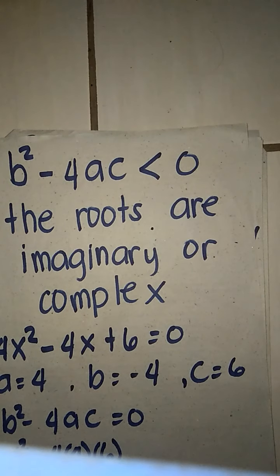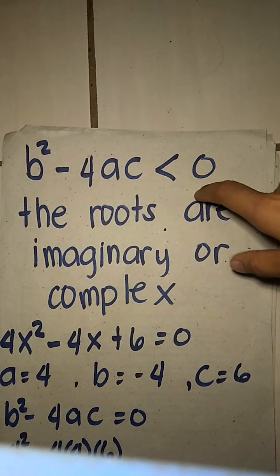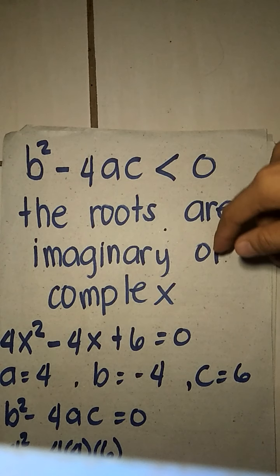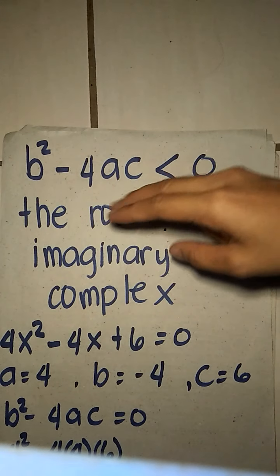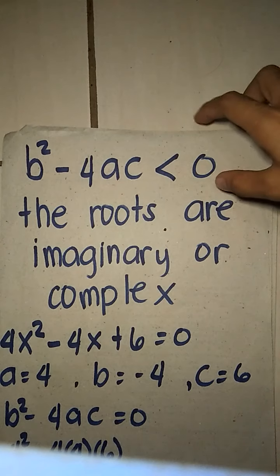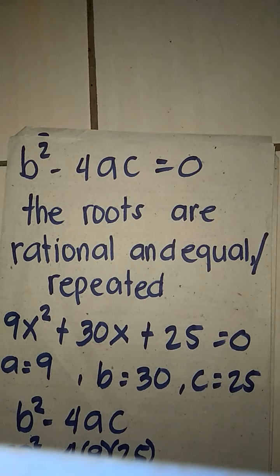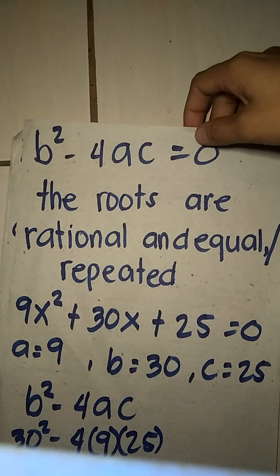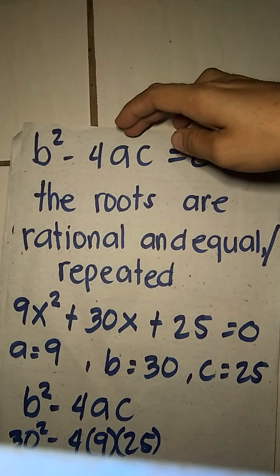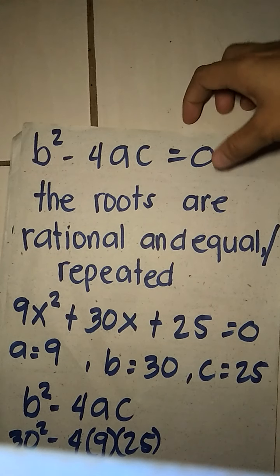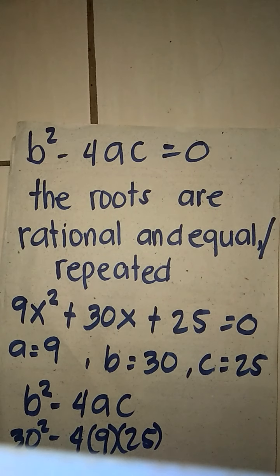Okay. Then we also have b squared minus 4ac is less than 0. So the roots are imaginary or complex. Again, if the discriminant b squared minus 4ac is less than 0, the roots are imaginary or complex. Then we have b squared minus 4ac equals 0. So if our discriminant is 0, the roots are rational and equal or repeated. Okay.